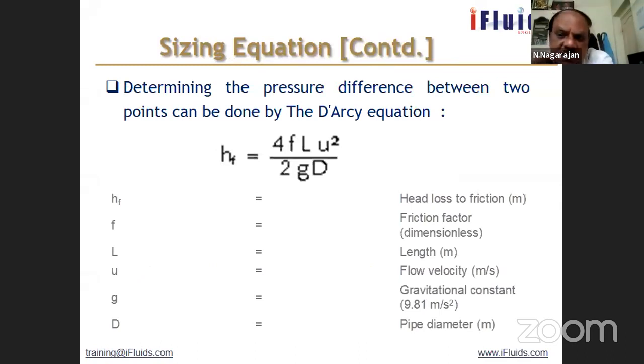The pressure difference between 2 points can be done by the Darcy's equation. Here again we use the formula for head loss. HF is head loss due to friction.